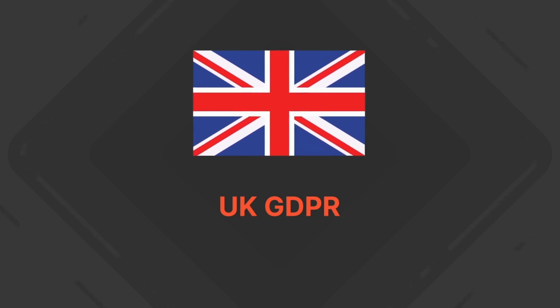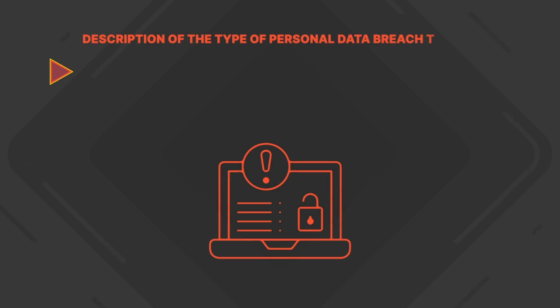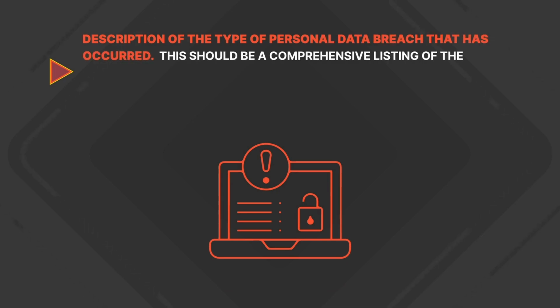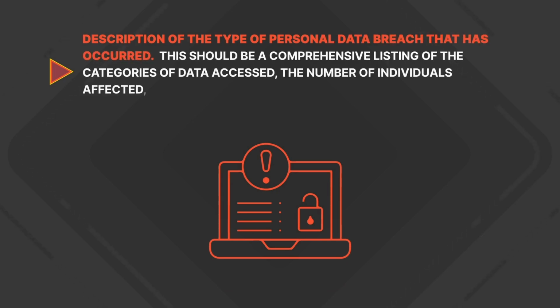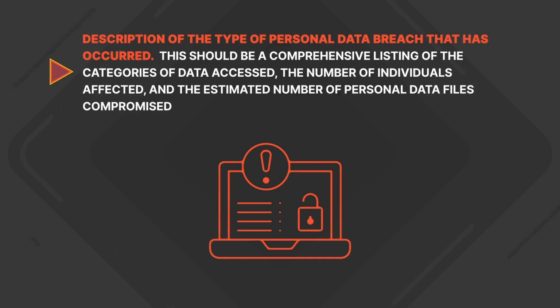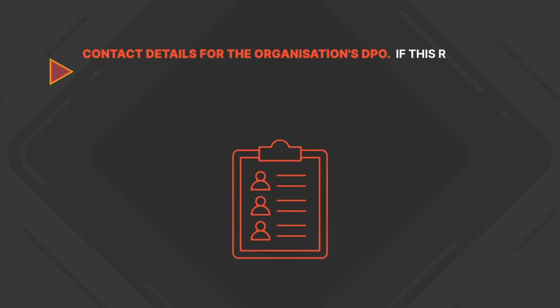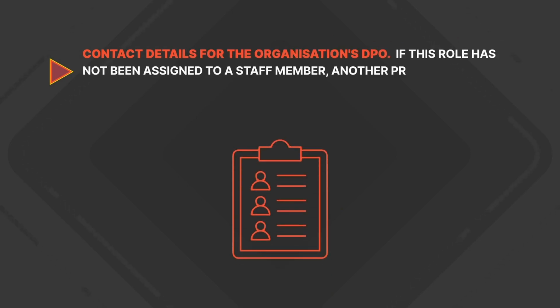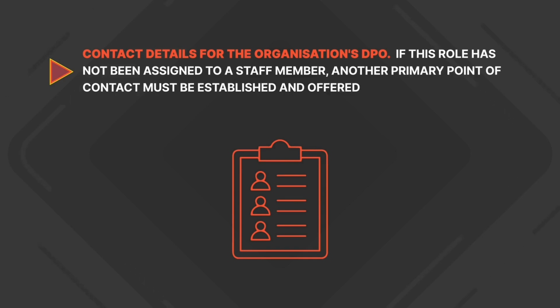These would include such specifics as description of the type of personal data breach that has occurred. This should be a comprehensive listing of the categories of data accessed, the number of individuals affected, and the estimated number of personal data files compromised. Contact details for the organisation's DPO. If this role has not been assigned to a staff member, another primary point of contact must be established and offered.